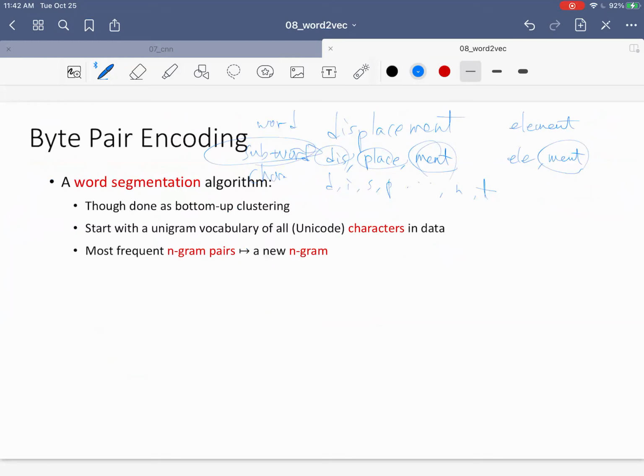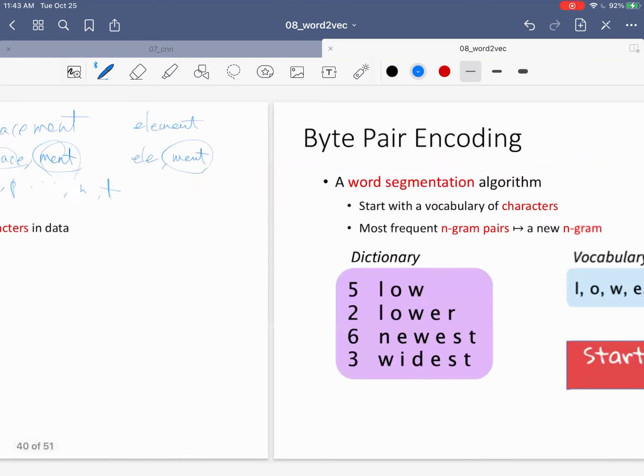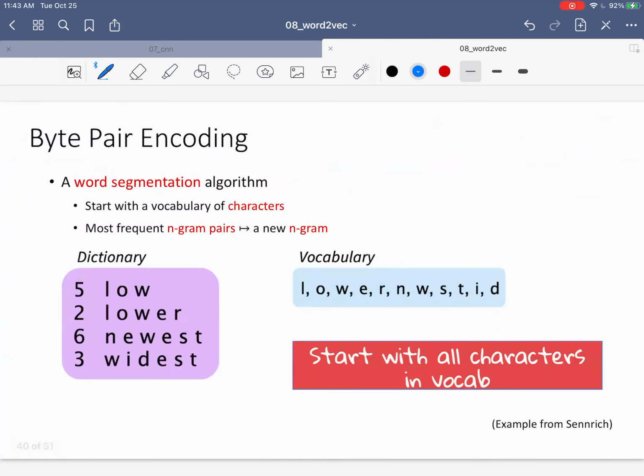So how do we do it? Using byte pair encoding. It's a bottom-up clustering approach, and you start with character level. You start with a unigram vocabulary, meaning A, B, C, D, E, F, G, all the way to Z, and then you take the most frequent n-gram pairs to form a new word. There's an example here. Let's assume that you have a document, and out of all the documents, you counted how many times each word occurs in your entire document.